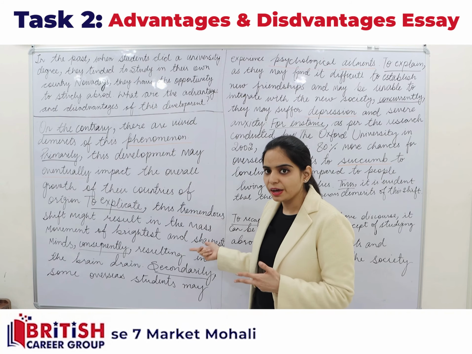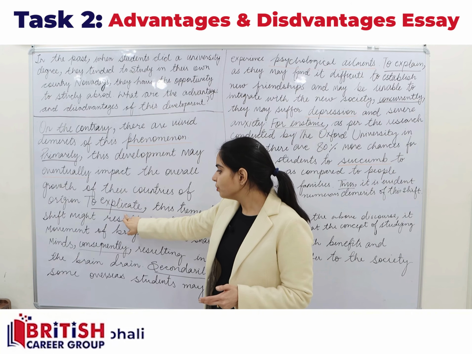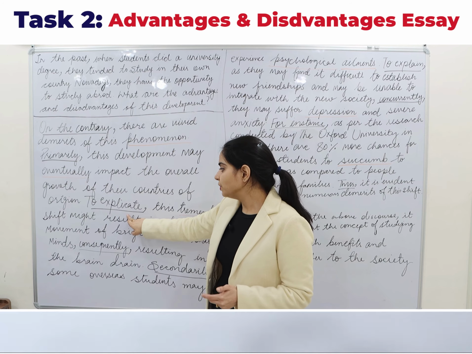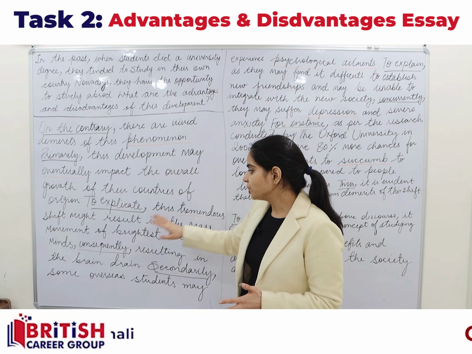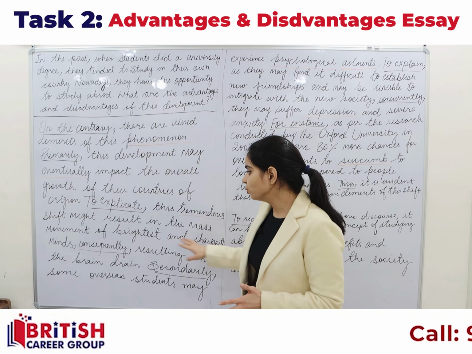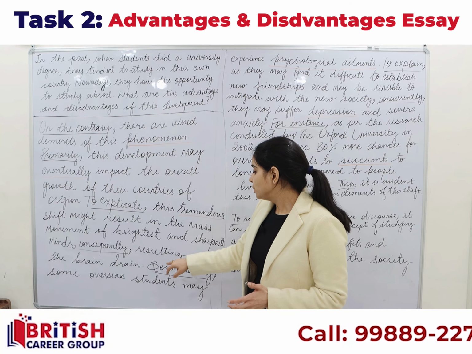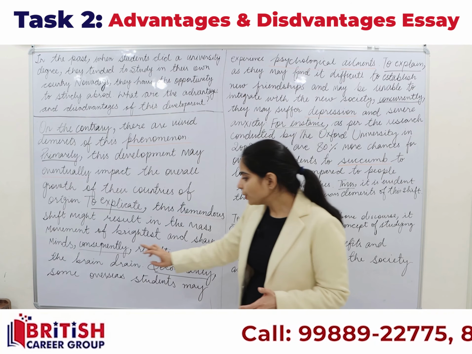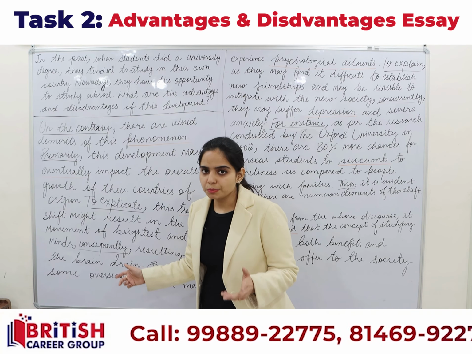How? So here I have supported my argument by giving the supporting statement, and also by using different connector, which is to explicate. This tremendous shift might result in the mass movement of brightest and sharpest minds, consequently resulting in the brain drain. So here I have used another connector, which makes my sentence a complex one.